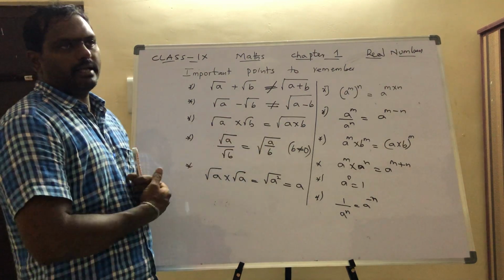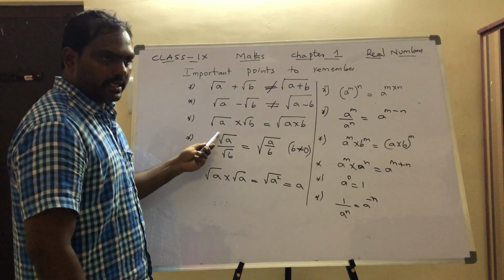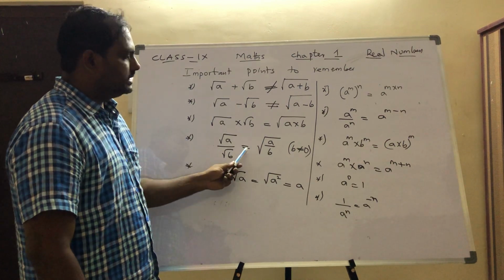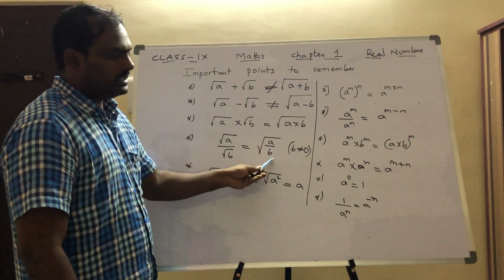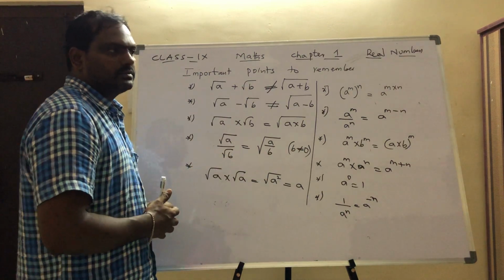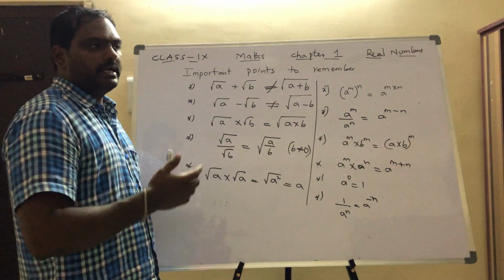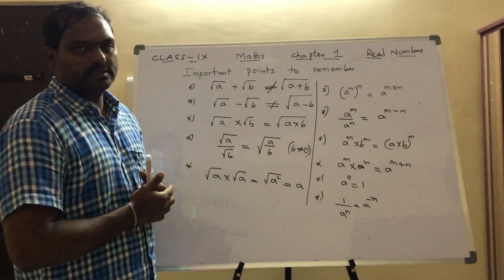This we can multiply. Next, similarly coming to division, square root of a by square root of b is equal to square root of a by b. The condition is b does not equal 0. What happens if b is equal to 0? B equal to 0 means any number by 0. If we get a 0 in the denominator, its value is not defined.